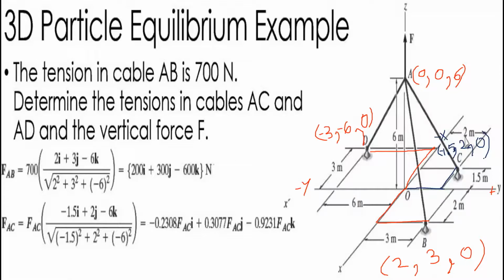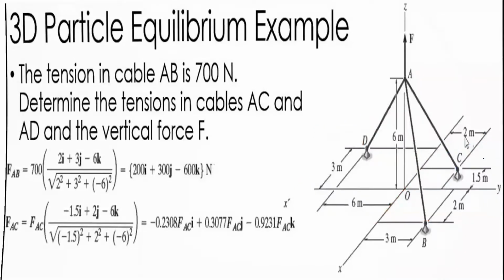So now what you have to do, you have to subtract B from A, C from A, D from A, and then you have to sum up. The tension in cable AB is given to you, determine the tensions in cables AC and AD. So how can you find it out? It is written over here. You have to make the equation, then you have to sum up. Right now, we are more concerned about the coordinates, how can we find it out. We will move towards the solution, proper numerical solutions.